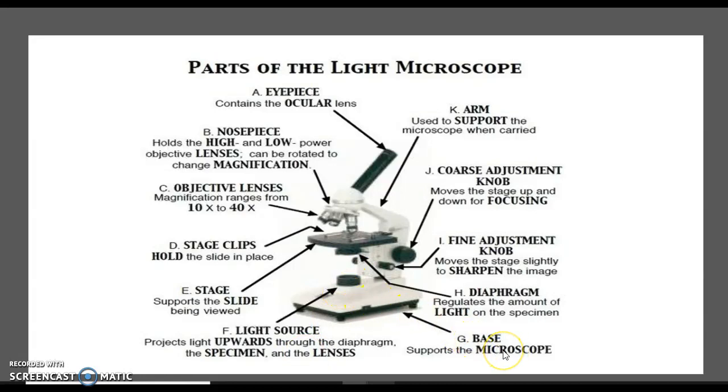We will recognize the base which supports the microscope, and is very important because when you get your microscope out of the cabinet, you'll want to put one hand under the base and you will put one hand on the arm, which is used to support the microscope when carried. The diaphragm regulates the amount of light that is on the specimen that you're looking at through your microscope. So these are the parts of the microscope.